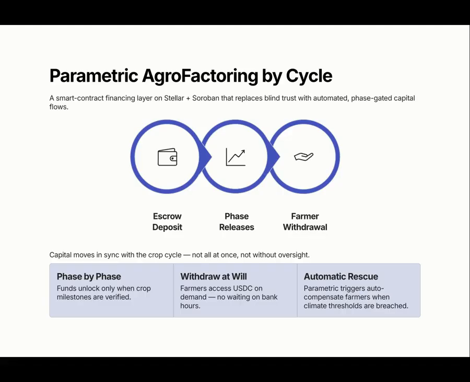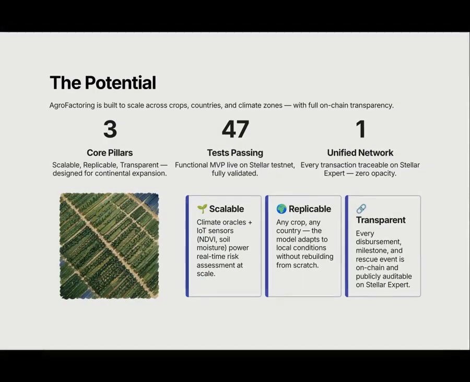And if the weather oracle detects frost or drought, the contract freezes the future phases and redistributes the balance. 30% rescue to the farmer and 30% refund to the exporter. No intermediaries, no insurance adjusters. The potential is crazy huge.